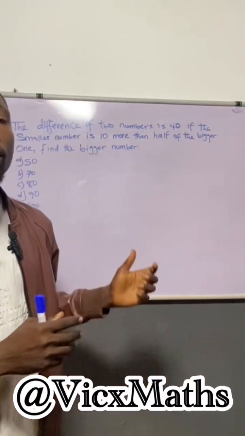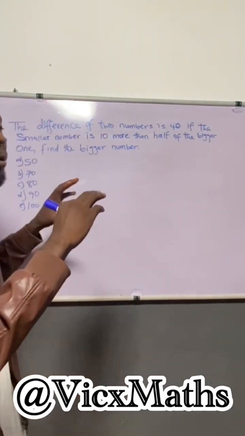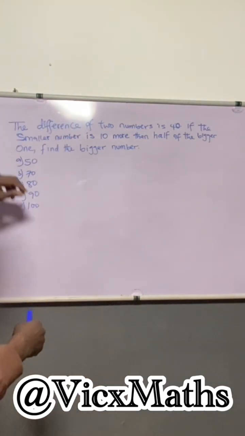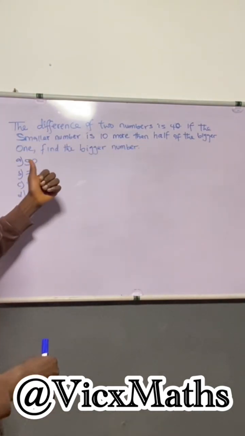Wonderful viewers. Today we'll have a question to solve, and this question is a word problem. First thing you should know is how to interpret a word problem into arithmetic. So we have: the difference of two numbers is 40. If the smaller number is 10 more than half of the bigger one, find the bigger one.